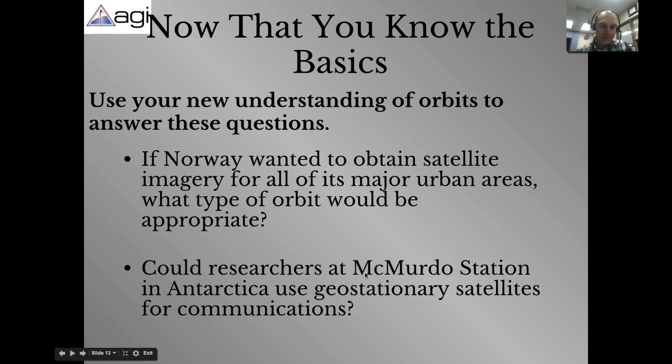So number two, could they use geostationary? Not solely, they could not. They could bounce information off geostationary satellites. So if you had polar satellites and enough of them, that was always one that was available, it may be able to send a signal from there to one of the geostationary satellites and then out from there, depending on where you needed to go. So it could use it, but probably not entirely, because geostationary is not going to be able to see McMurdo Station and the South Pole.